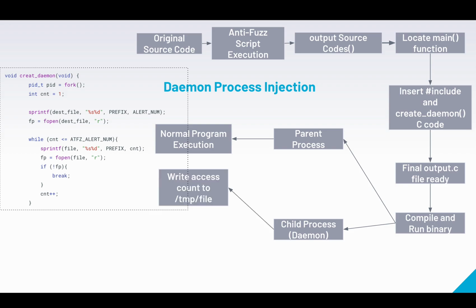This child process does all the monitoring for the temporary file. It writes the access count to the temporary file. It will sleep for 30 seconds to trick the fuzzer, and it can even abort the fuzzer. And once done, it can remove the temporary file.